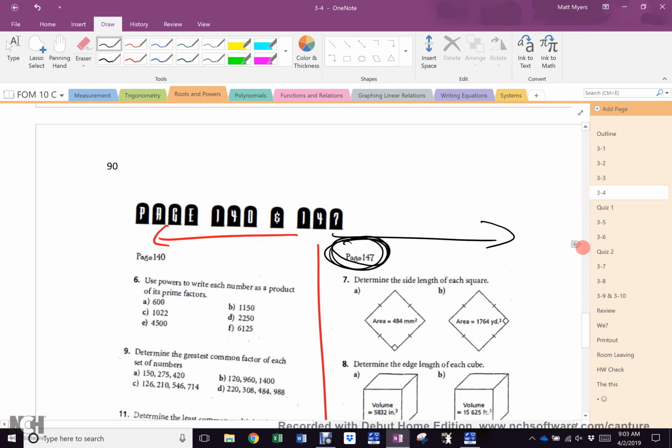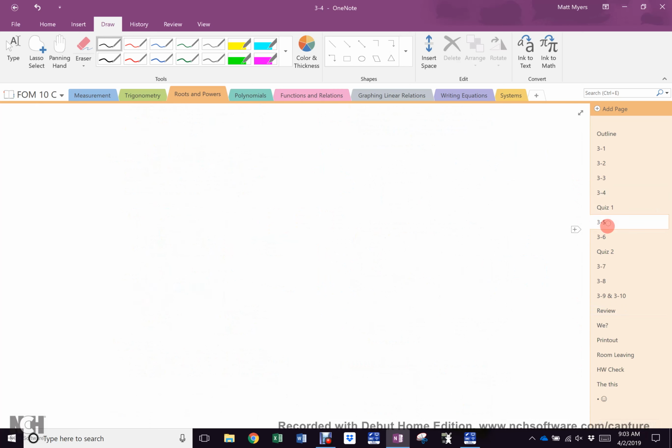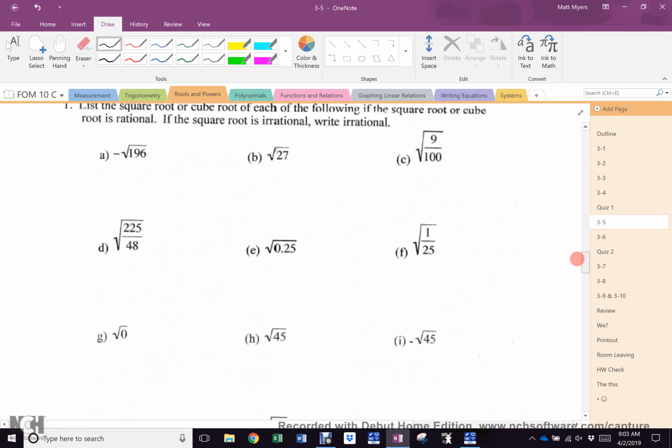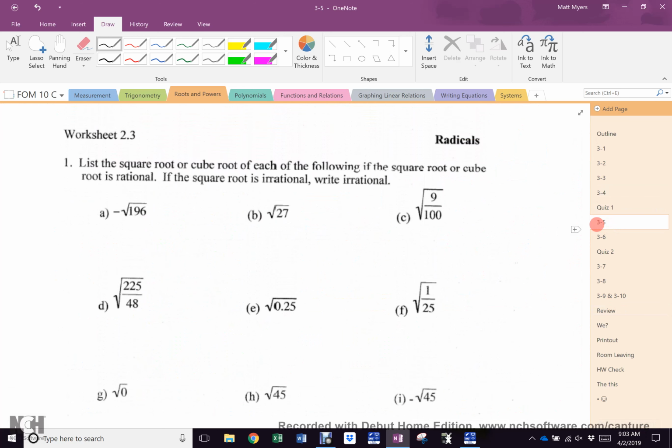Now, I want to show you what I mean here so everybody can understand what I'm talking about. We'll start with the first one. Does 196 have a square root? Yes. It's right on our list. What is it? 14. And there's a negative out in front, so this is negative 14. Everybody good?